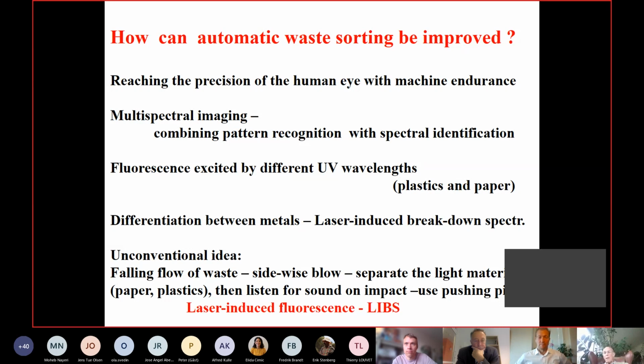And depending on the sound, maybe there is a piston just pushing it off or letting it still there for later fluorescence analysis or LIBS analysis and so on. So these are just some food for thinking. I know nothing about waste sorting, but thank you very much.